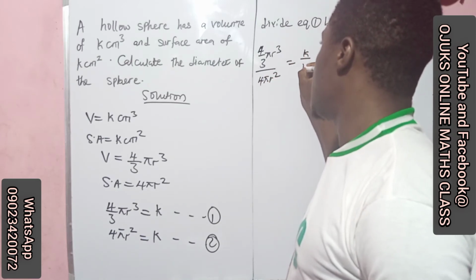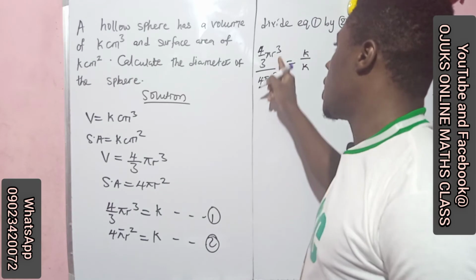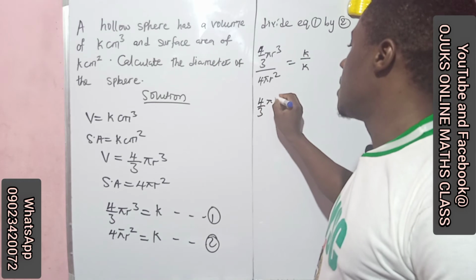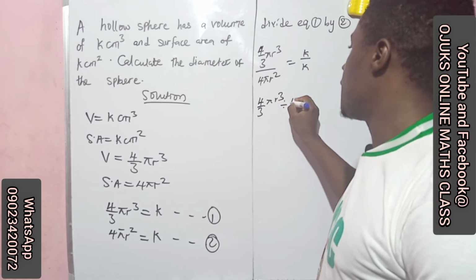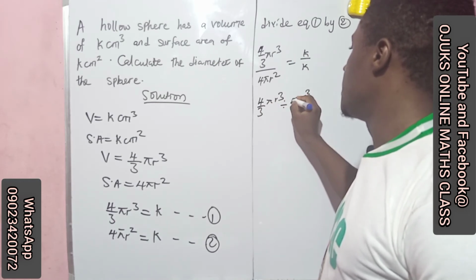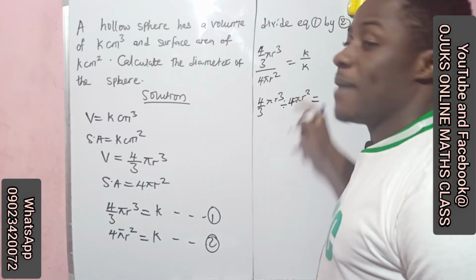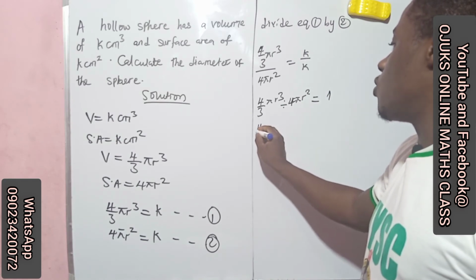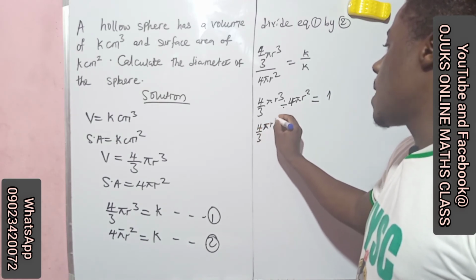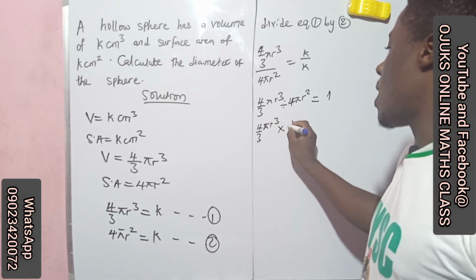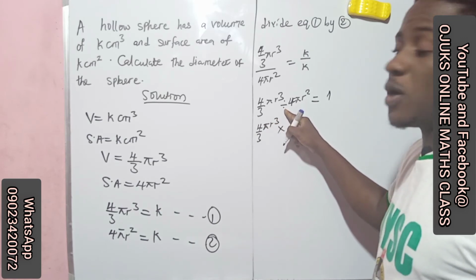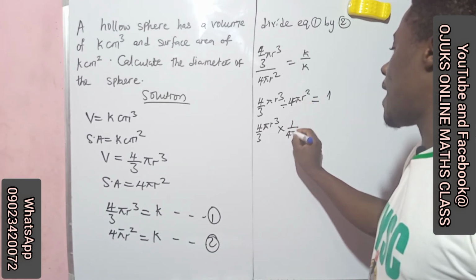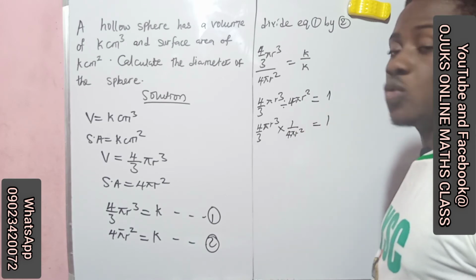Once we do this, we are going to have, for here, 4/3 pi r cube, then divided by 4 pi r squared equals to k divided by k. We're automatically having 1. If we keep on solving, this becomes 4/3 pi r cube times 1/, once you get your multiplication as usual, you take the reciprocal of the next fraction, and this becomes 1/4 pi r squared, still equals to 1.